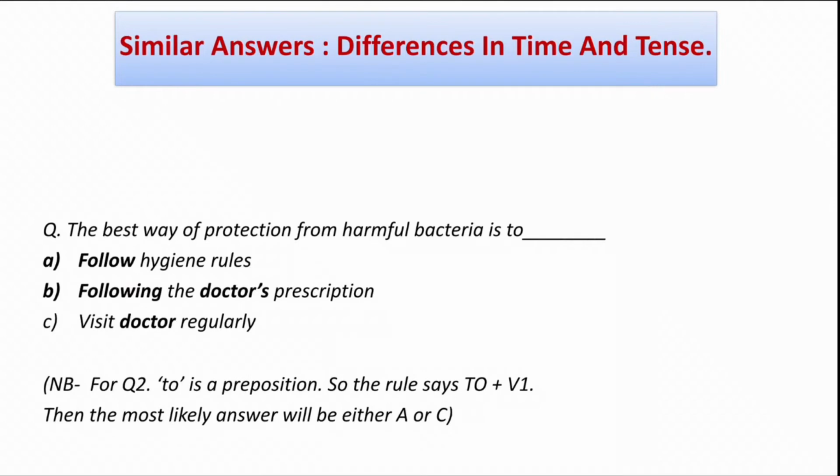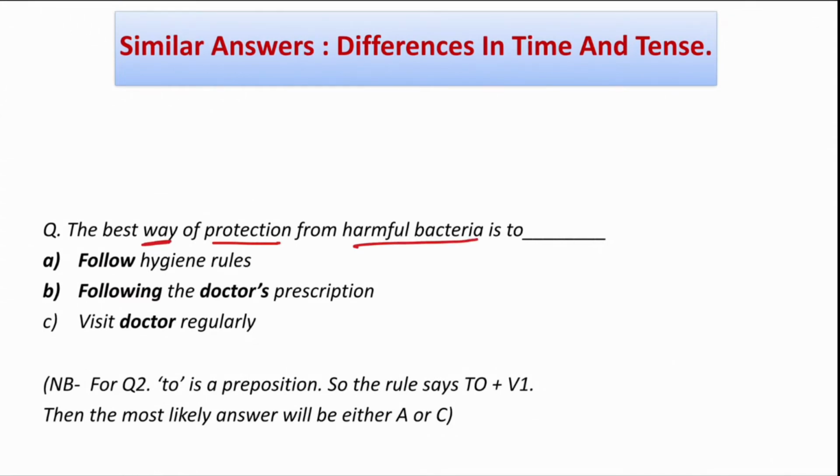And if we talk about tense change, here is the question by which you can easily make a prediction, because we are talking about predictions in the question. So here the prediction is very obvious. The question says, the best way of protection from harmful bacteria is to. So first step is to mark the keywords. The keywords will be protection, harmful bacteria, and way is also your main keyword.